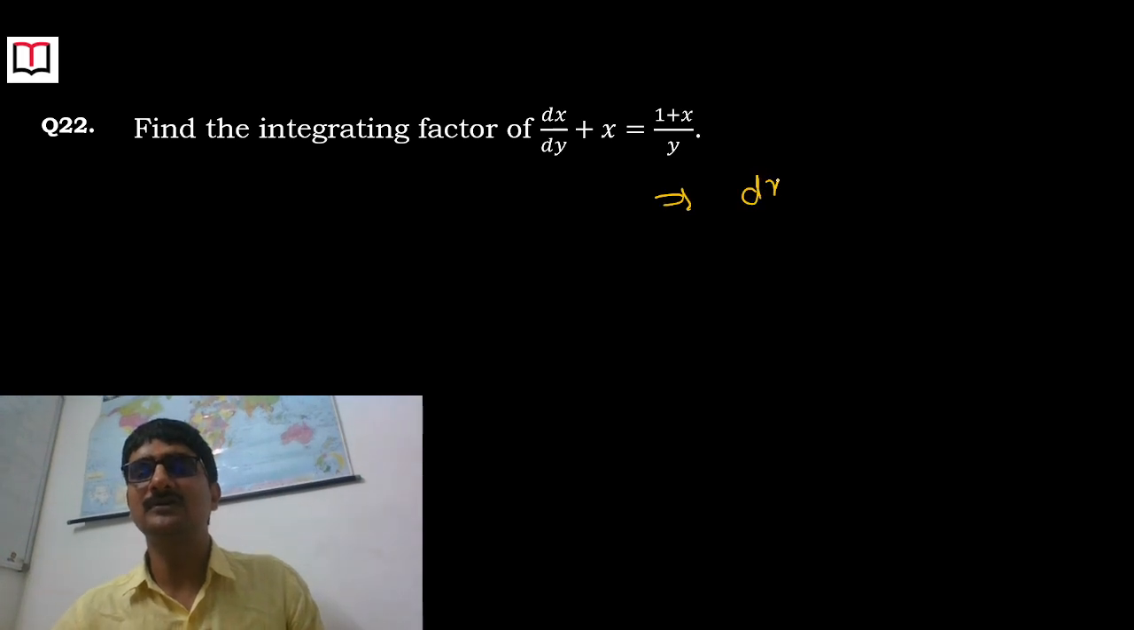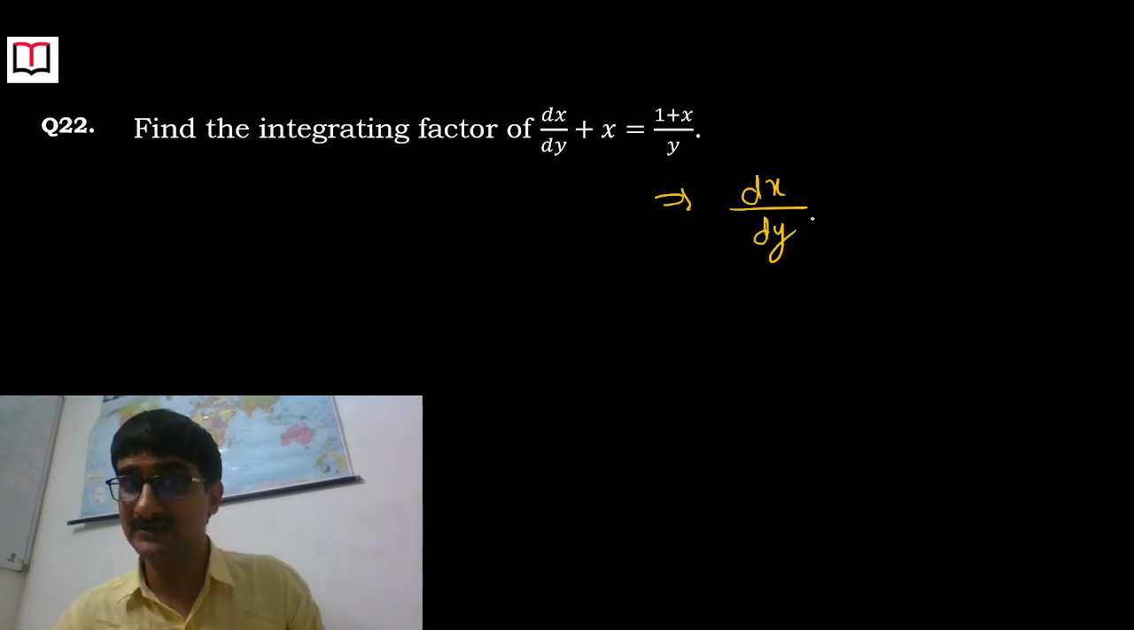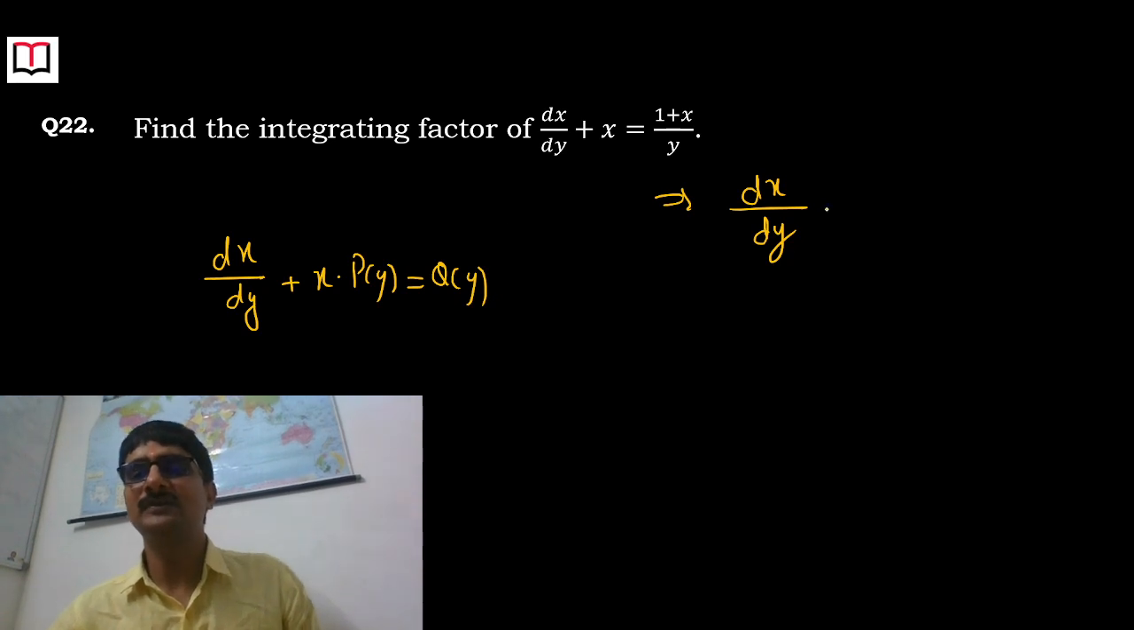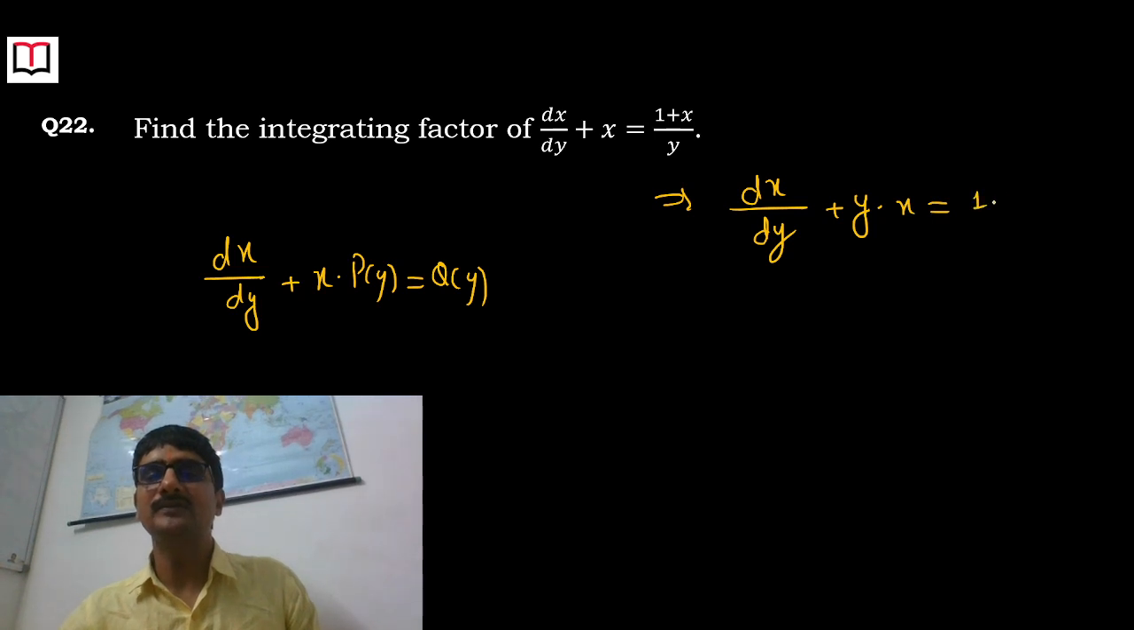Now find the integrating factor. We had a similar question in the previous one also, but still I selected it, the reason being it's a different, the second type of form. What is it? x times some function of y is equal to q of y. If you cross multiply, so y into dx is equal to 1 plus x dy.